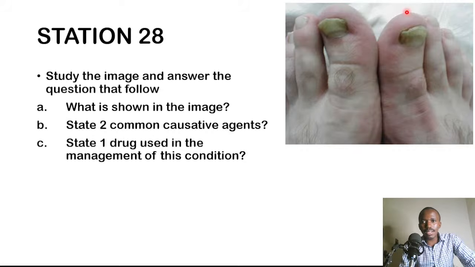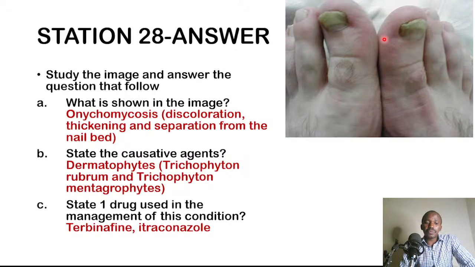This is another nail sign. If you have, again, never seen this before, you have no idea what it is. So here, this person has this discoloration and thickening and separation of the nail bed. You can see that the nail is beginning to separate from the nail bed. So most likely this person has what is known as onychomycosis, which is a fungal infection of the nail. These fungal infections of the nails are often caused by dermatophytes, so either Trichophyton rubrum or Trichophyton mentagrophytes. And then of course you're going to be treating this with your terbinafine, which is the drug that we use commonly, as well as your itraconazole. So terbinafine will just work very well.